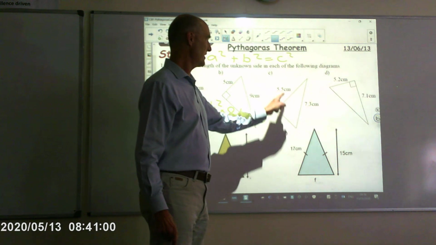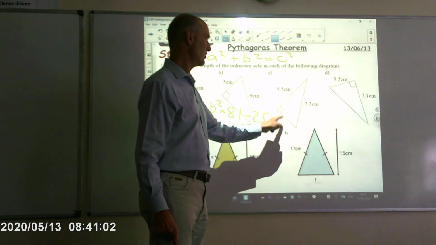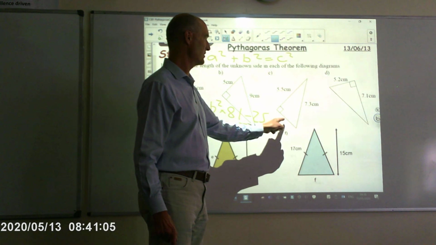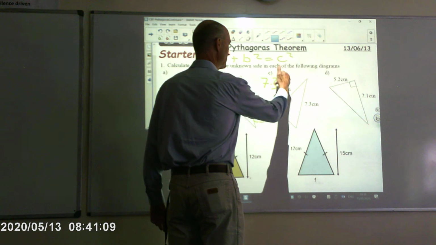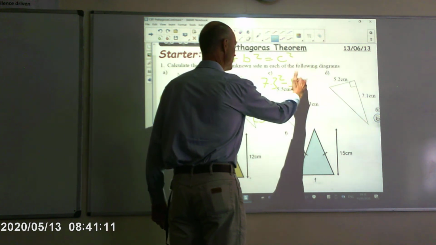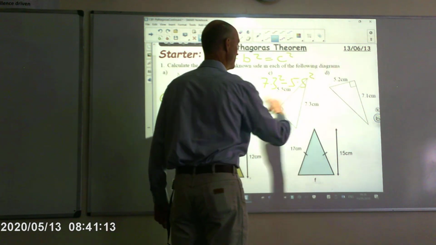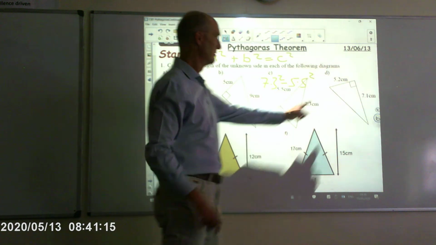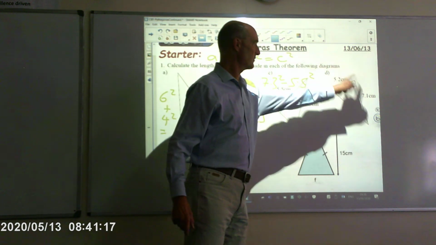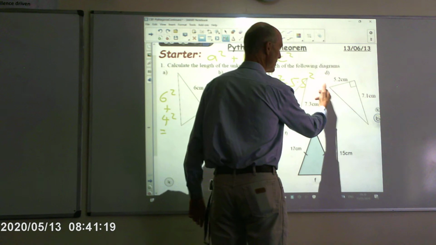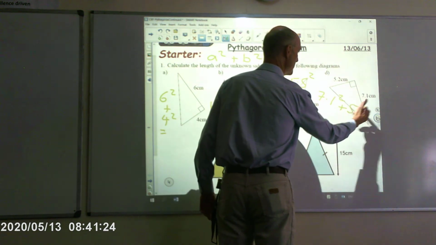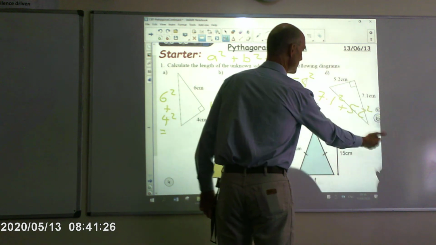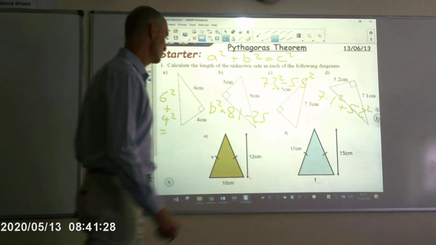Long side squared, take away the short side squared, gives you the other short side squared. So we've got to do 7.3 squared, take away 5.5 squared, and that gives us our solution. This one's back to, we've got 2 short sides there, so 7.1 squared added to 5.2 squared gives us our long side, our hypotenuse squared.